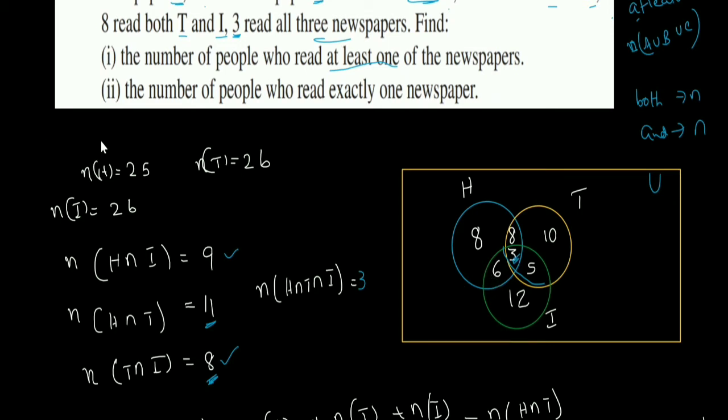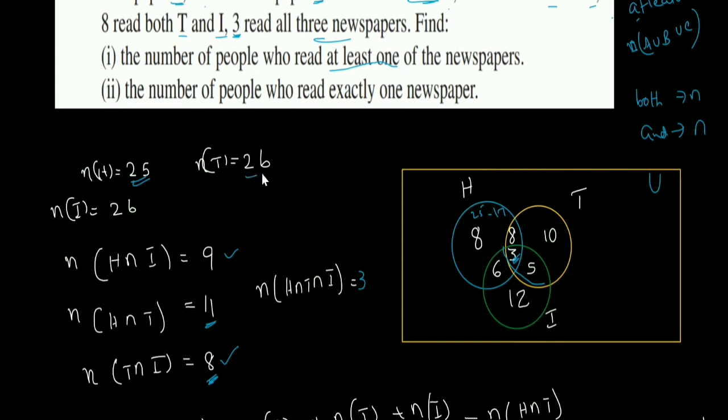Okay. Now you should write n of H. What is n of H? 25. So this is a circle H. You already wrote 8, 3, 6. Add all this. 8 plus 3, 11. 11 plus 6, 17. 25 minus 17. From where you got 25? It is given n of H is 25. From where did you get 17? You have to add these 3. 8 plus 3, 11 plus 6, 17. So 25 minus 17, you have to write 8 here.